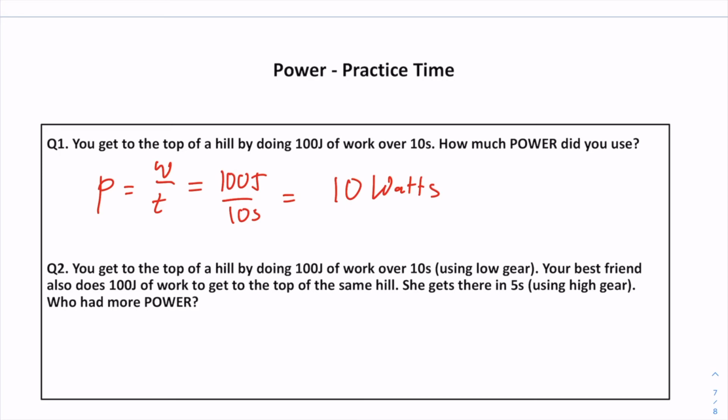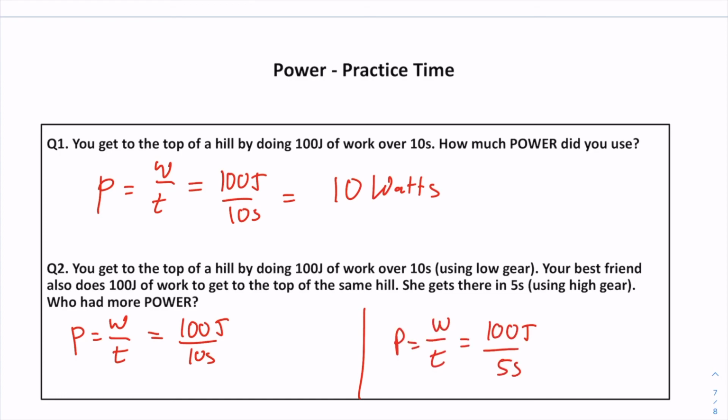Question 2, you get to the top of the hill by doing 100 joules work over 10 seconds. Your best friend also does 100 joules work to get to the top of the same hill. She gets there in 5 seconds. Who has more power? Okay, P equals W over T. We have 100 joules over 10 seconds. P equals W over T, change in energy over time, 100 joules over 5 seconds. All right, we'll let you finish that, but our answer is, of course, in watts.